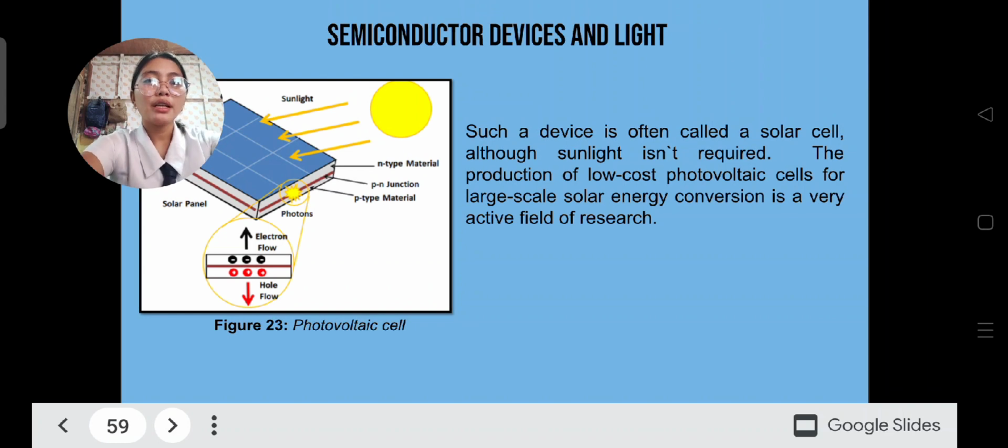Another semiconductor device involving light is the photovoltaic cell. Such a device is often called a solar cell, although sunlight isn't required. The production of low-cost photovoltaic cells for large-scale solar energy conversion is a very active field of research.